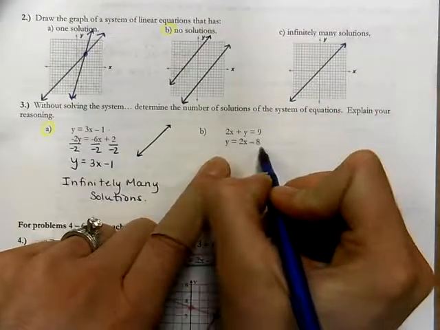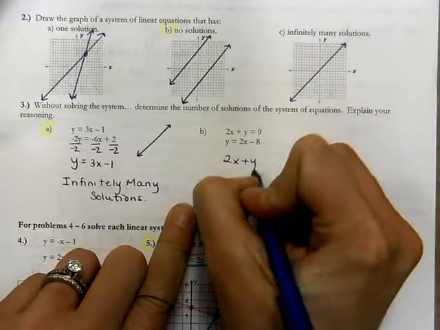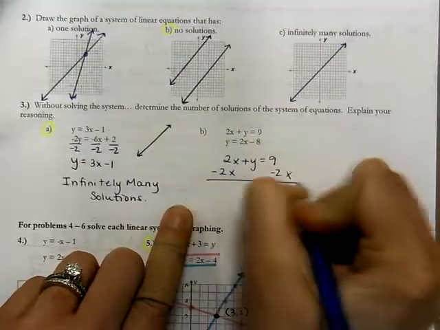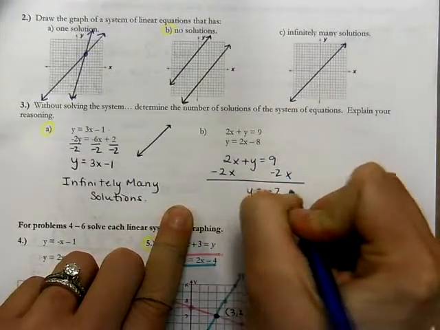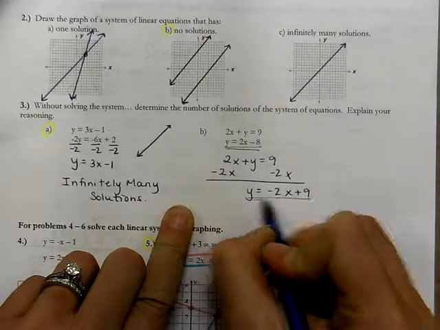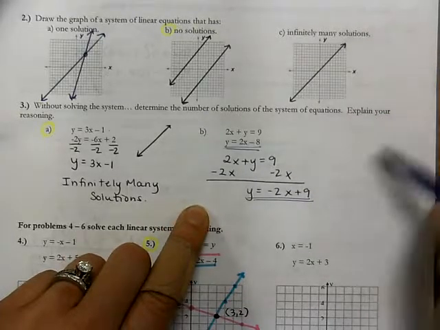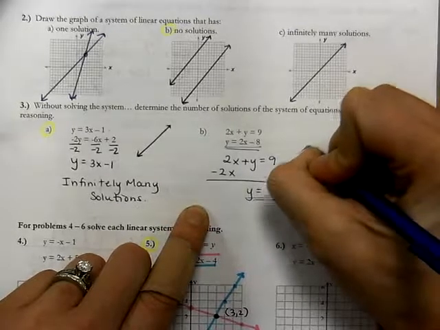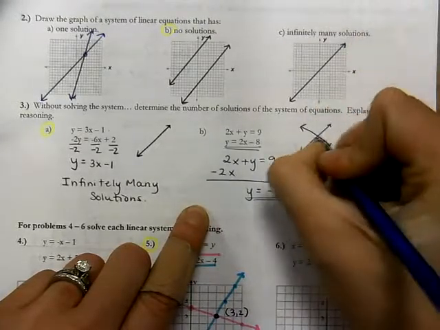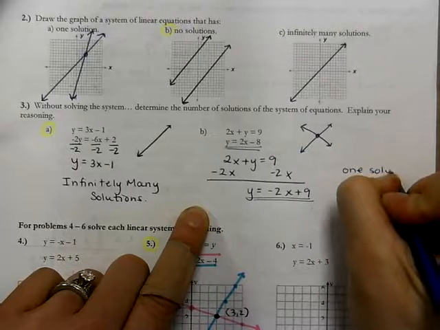So right now, this guy's in slope-intercept form. This one, however, is not. So let's take this equation and solve for y. In other words, get it into slope-intercept form. And when we do that, we get y equals negative 2x plus 9. When I look at these two equations now, I see that this equation has a slope of 2. This one has a slope of negative 2. So one's going to be increasing, one's going to be decreasing. That means they'll intersect at a point. So there is one solution.